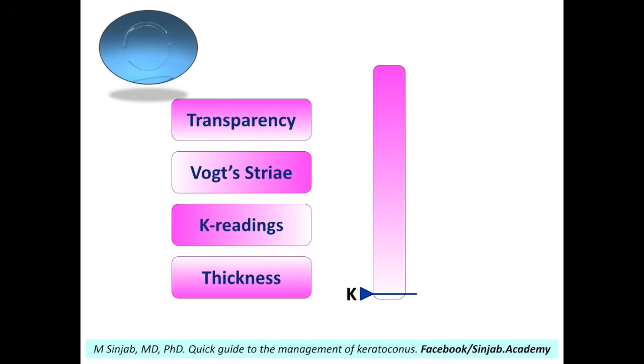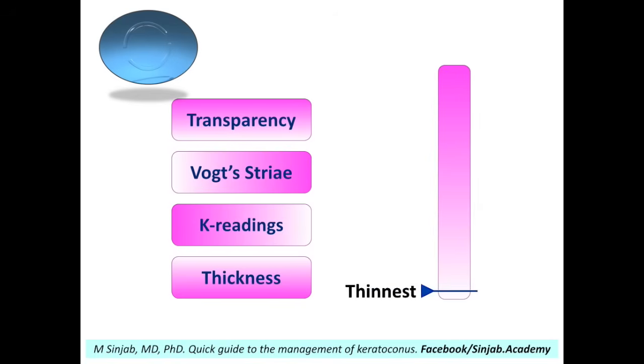Also, the K readings, we have to consider K readings. When K readings are less than 55 diopters, there is a high rate of success, while when it is between 55 and 60, it is questionable, and when it is above 60, don't use intracorneal rings.